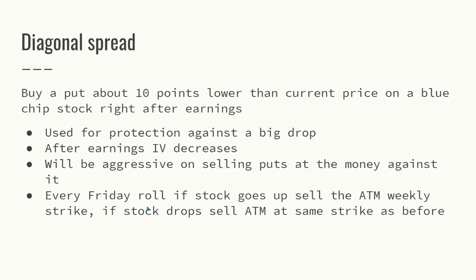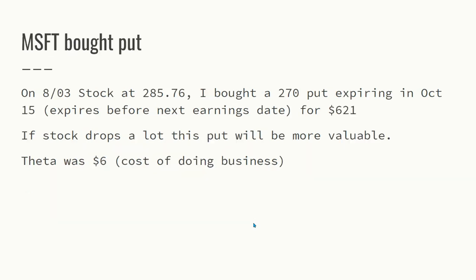And then every Friday, I'm going to roll it. If the stock goes up, we can essentially buy to close it at $10, $20 maybe, and then sell the same at the money weekly strike. If the stock drops, you're still going to roll it and try to sell at the money at the same strike, hopefully for a slight net credit. It really depends on how much higher or lower the stock goes at that point.